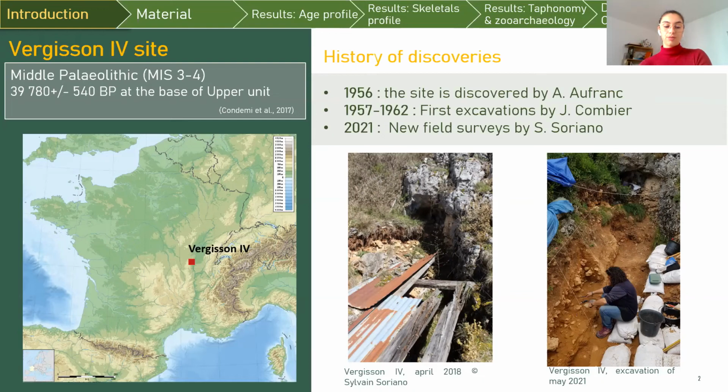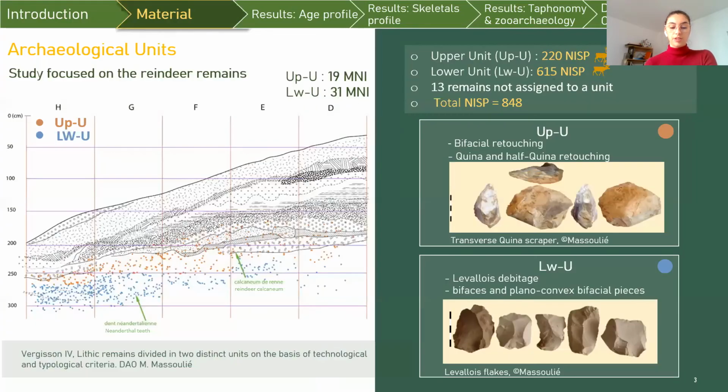It was first excavated from 1957 to 1962 by Jean Combier, and then new field surveys were undertaken by Sylvain Soriano in 2021 in order to clarify the chronology of the site. And the faunal assemblage is dominated by reindeer. So this study focused on the reindeer remains, and used classical methods of zooarchaeology and taphonomy.